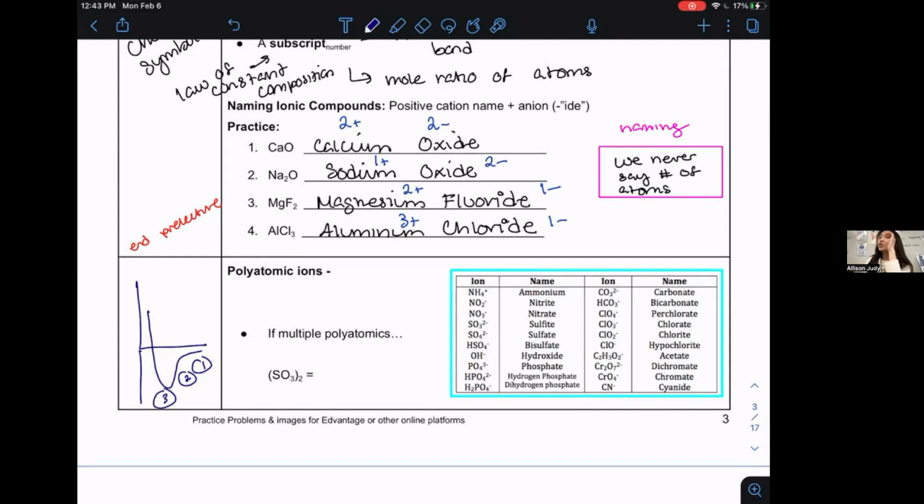Max stability, which also includes what? How else can we identify max stability? Octet, what else? Not for everybody, but for most. Sure, that's what an octet means. What else? Ideal bond length. The potential energy is at its lowest state.